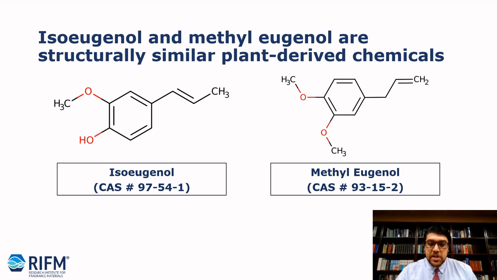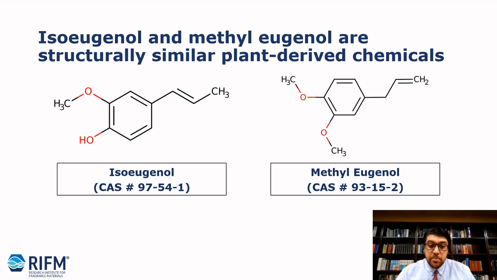With our current read-across strategy in mind, two materials I'd like to focus on are isoeugenol and methyleugenol. Isoeugenol and methyleugenol, as shown on the slide here, are members of the phenylpropenes, a chemical family defined by a 6-carbon aromatic phenyl group and a 3-carbon propene tail.